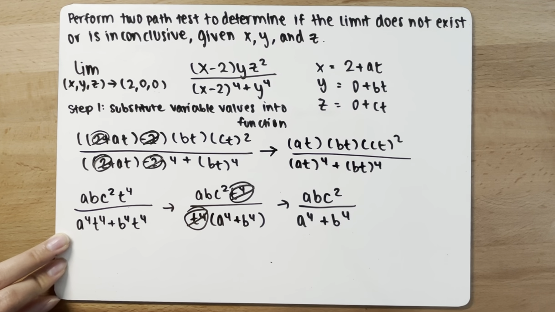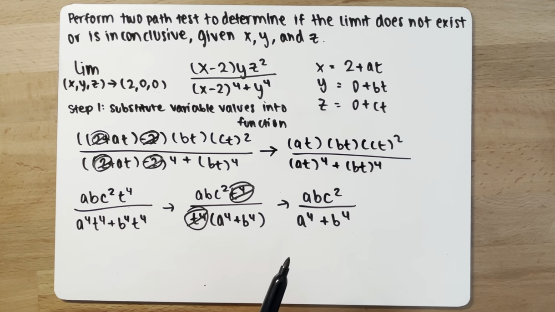Okay, so therefore, since it's going to be different, the two-path test states that this will not exist. Therefore, according to the two-path test, the limit does not exist.